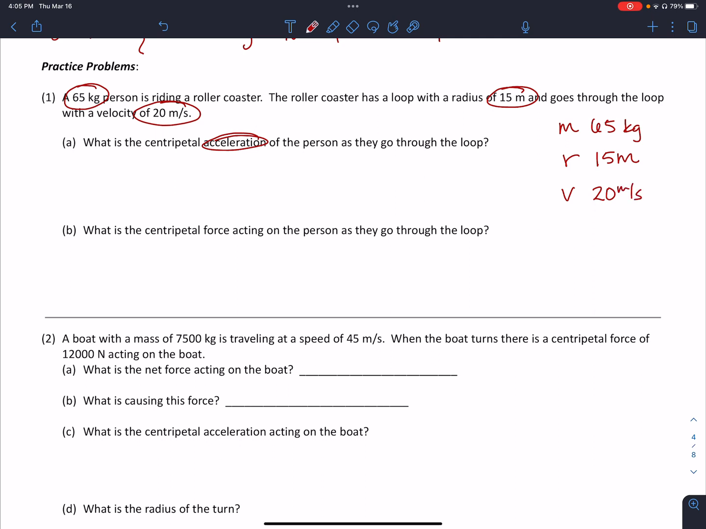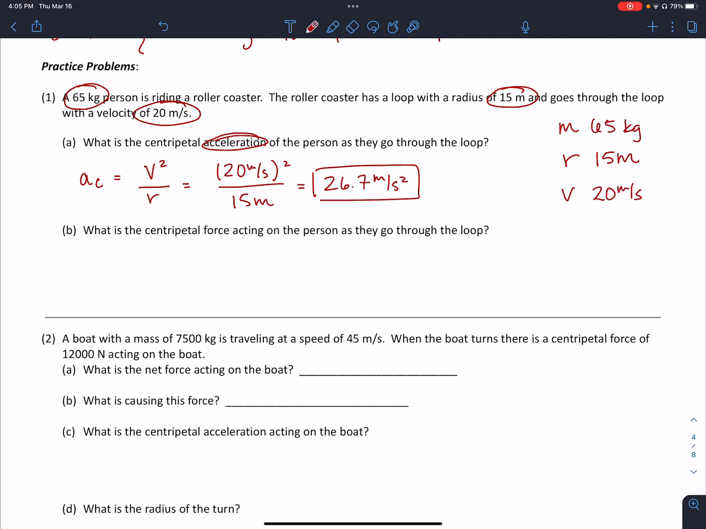All right, so for centripetal acceleration, that's going to be equal to velocity squared divided by the radius. We know both of those numbers, so we're going to plug those in: 20 meters per second, squared, divided by 15 meters. Plug that into our calculator, and we'll have an acceleration value of 26.7 meters per second squared. So that's the acceleration that is pointing towards the center of the loop.